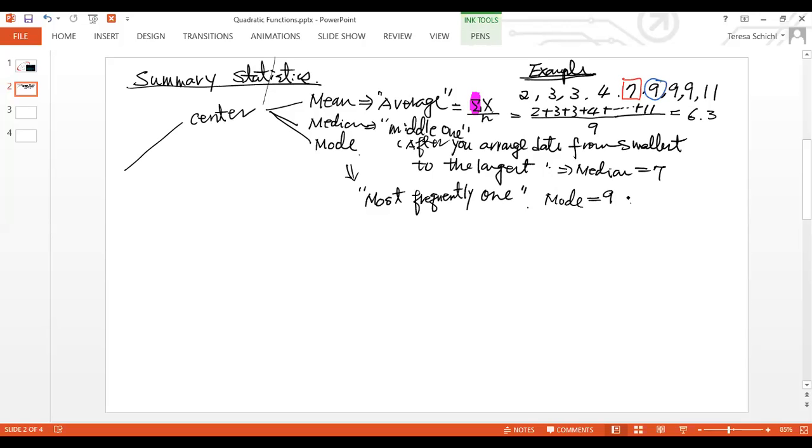So that's what we talk about for the center. It is the measure of the distribution's center. The mean is just the average, the median is the middle one, and the mode is the one that happens most frequently.